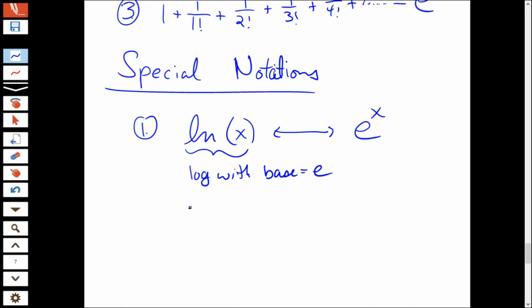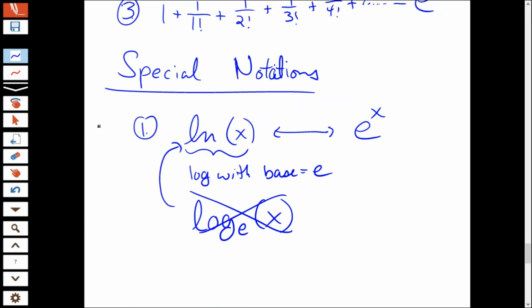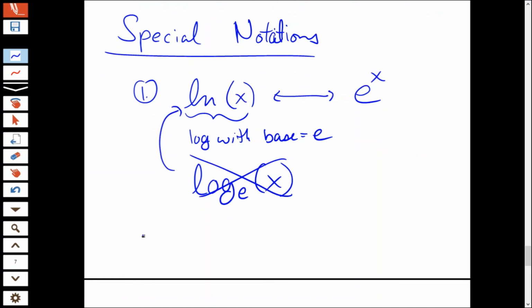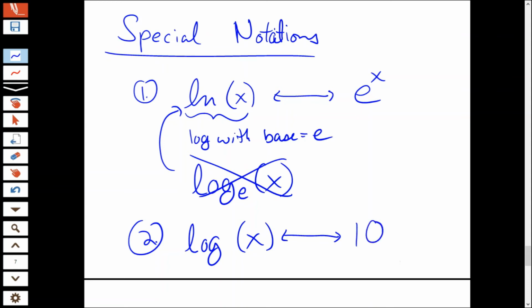So in other words, we do not write log base e of x, right? That's not the notation that we use. We do use natural log of x for a base of e. The second special base that you should know is if we ever write log of x and we leave the base blank, that is, we do not write a number down there, if you ever notice the base missing, then it's understood that this base is 10. And this is what we call the common log.